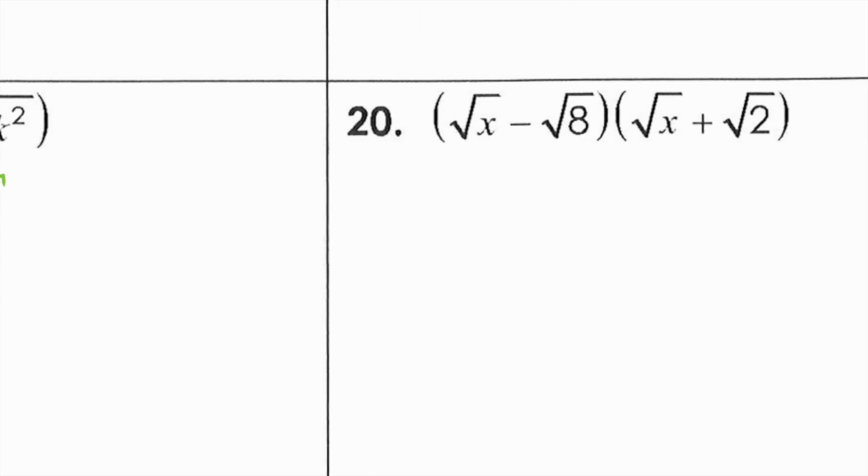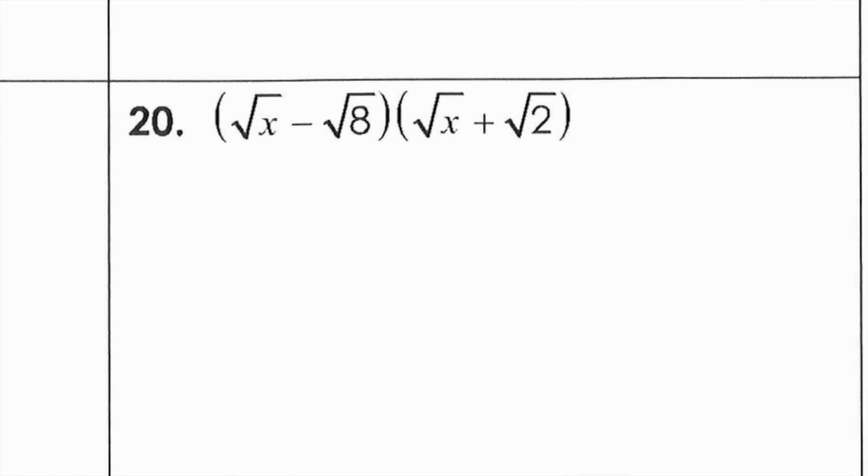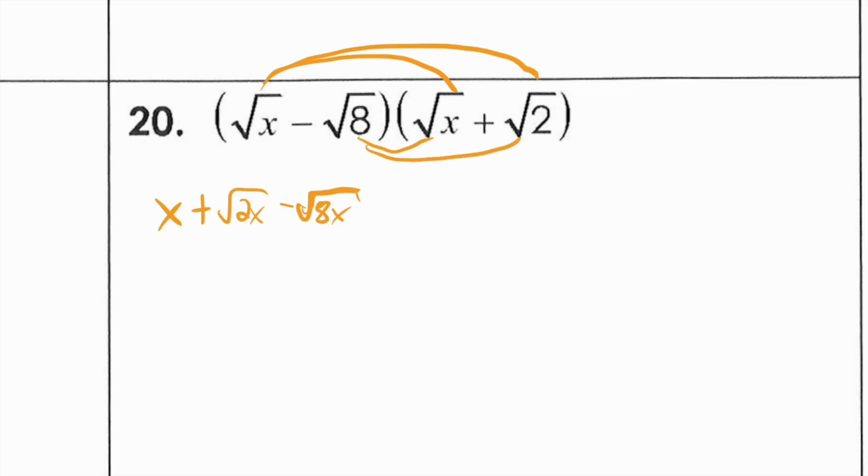On to number 20. As we distribute here, square root of x times square root of x is just x. It becomes square root of x squared, which once again is just x. Square root of x times 2 is square root of 2x. Negative 8 times x is square root of negative 8x. And negative 8 times 2 would be the negative square root of 16. So currently no common radicals, so we just seek to simplify what we can. This one can't simplify, this one can, and this one can.